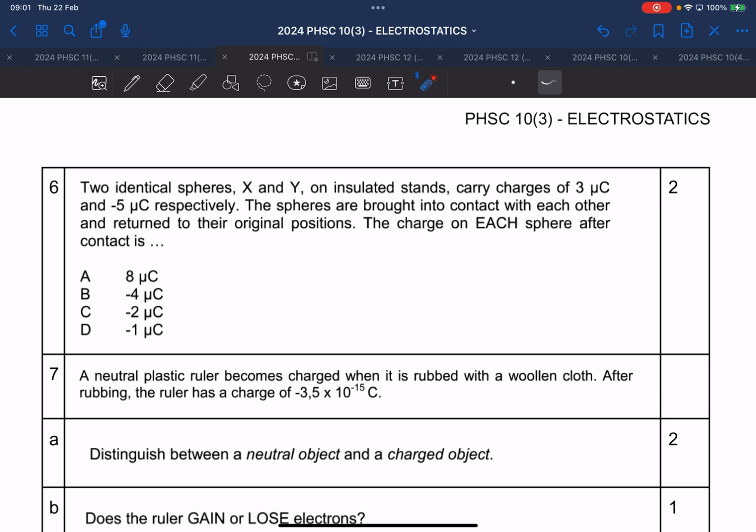There's a transfer of electrons until they are equal, until they are the same. The charge on each sphere after contact is, now you see you do not have to convert the microcoulomb because the answers are given in microcoulomb. So it's easy. When they touch, you think of the formula Q1 plus Q2 over 2. Why? Because there's two charges. So we have 3 plus minus 5 over 2, and that answer is what, Umulemu?